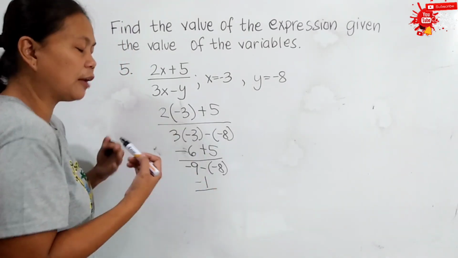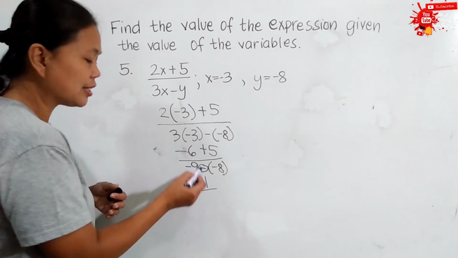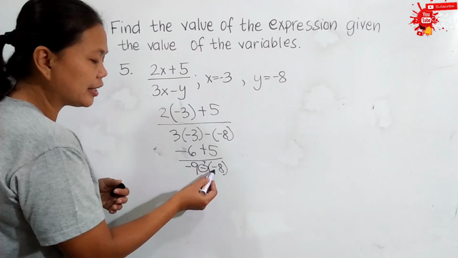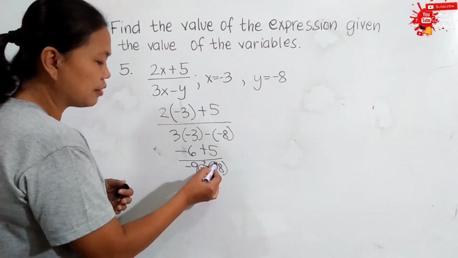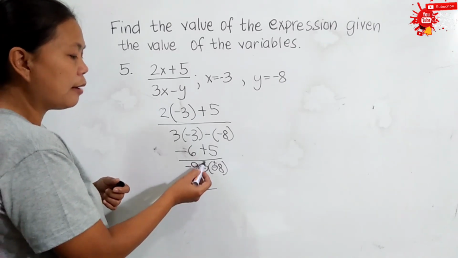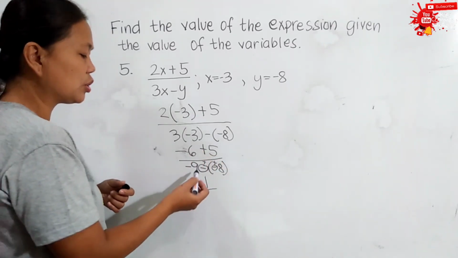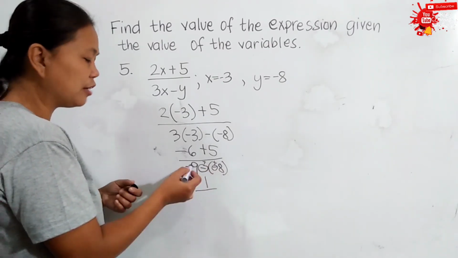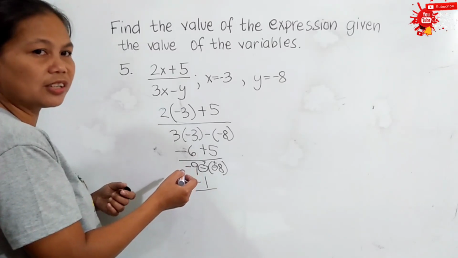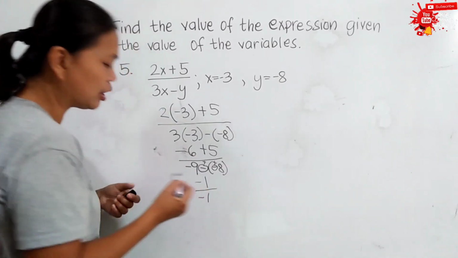So again, what I've said, we will change this subtraction symbol to plus sign and then get the opposite of the subtrahend, negative 8, to positive 8. So we have here negative 9 plus positive 8. So we go back to the rule of addition. Different sign, subtract. So 9 minus 8, which is 1, then follow the sign of negative 9 because negative 9 has a greater absolute value. So we have here negative 1.